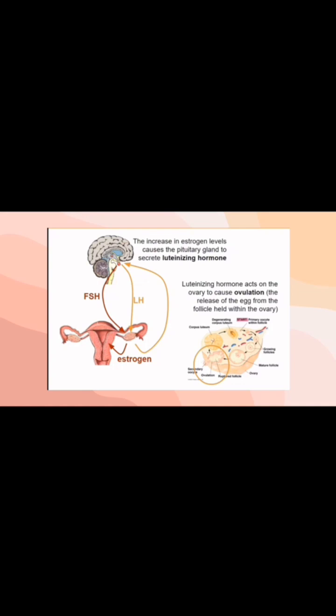So in the follicular phase, FSH from the anterior pituitary has acted on the ovary. The ovary has started to produce estrogen, which is thickening the lining. In the next phase, the estrogen also acts on the pituitary gland to cause it to secrete luteinizing hormone. Once estrogen levels have reached a certain point, the pituitary gland starts secreting luteinizing hormone, which also opens the ovary and causes ovulation. So the increase in luteinizing hormone causes the egg to be released from the follicle, which is held within the ovary.